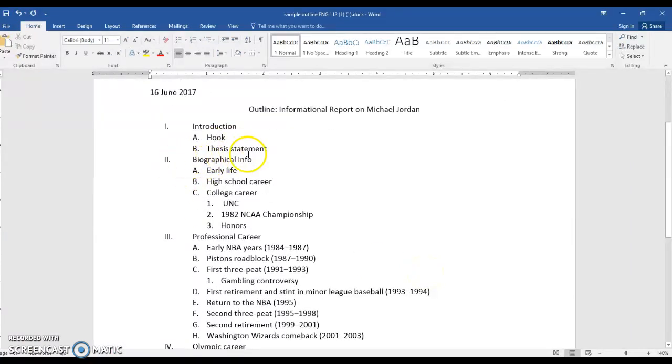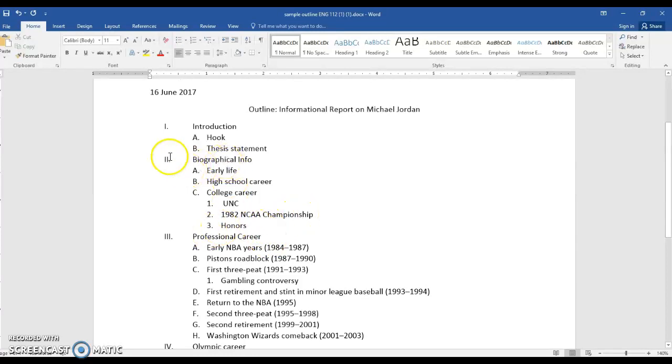Okay, now I'm going back to the outline. As you can see, this is sort of like a chronological example. You don't have to format your outline this way at all. This is just an example, but I'm going to do some biographical info. And then in that category, I'm going to talk about his early life, his high school career. Then I'm going to get in more detail and talk about his college career. I'm going to talk about UNC Chapel Hill, the NCAA championship, and the awards that he won.